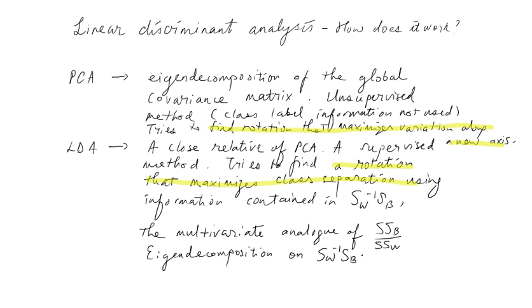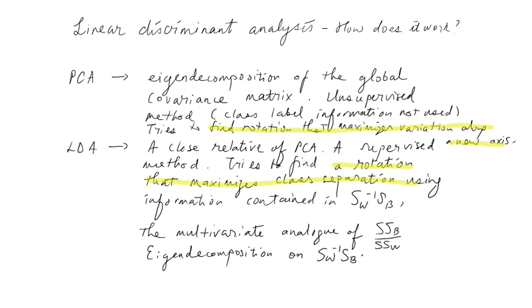So in principal component analysis, we achieve dimensional reduction by trying to find some kind of new rotations of the original variable space in such a way that we maximize variation along the new axis. All right, so the total variation is partitioned along each of the new principal components, and then each of them will contain the maximum amount of variation along that direction. And this is done through eigendecomposition of the global covariance matrix.